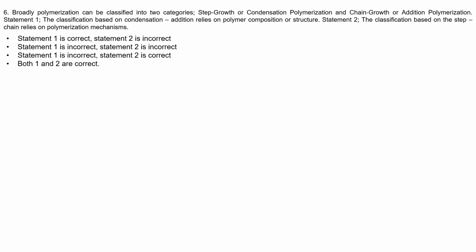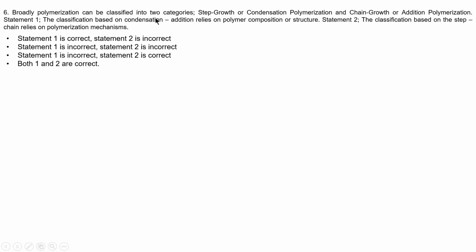Step or chain relies on polymerization mechanism. So chain growth or addition polymerization relies on the polymerization mechanism. How? Because as the name suggests, each monomer is adding and giving length to the chain. So step by step, the chain is growing. The names are quite synonymous, but don't get confused with that. In condensation, we are removing a molecule, and in chain growth, we are adding molecules to make the chain longer. So we can say that statement one will be correct, and two is also correct.